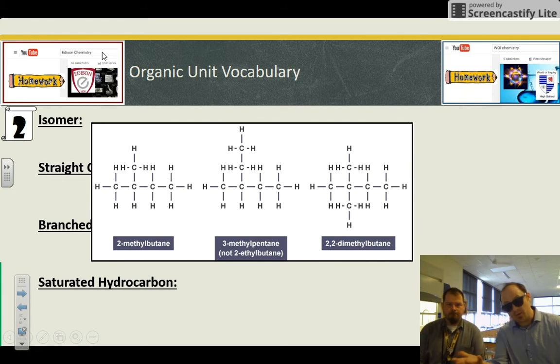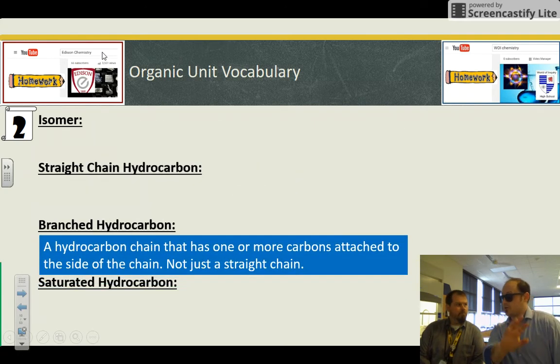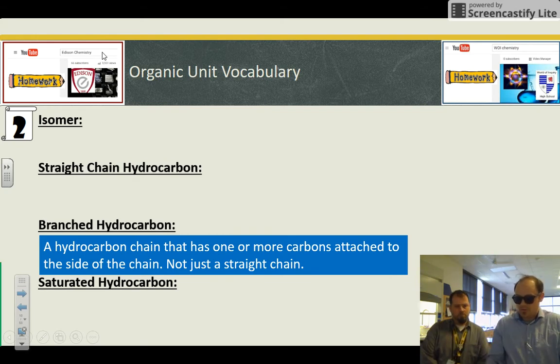And here's an example of some hydrocarbons that have branches. Notice things like numbers for addresses start showing up, and they get more complex. So a branched hydrocarbon is kind of like a tree that's got branches. It's off the main chain. It's got things hanging off of it. It's got 1 or more carbons attached to the side of the chain.